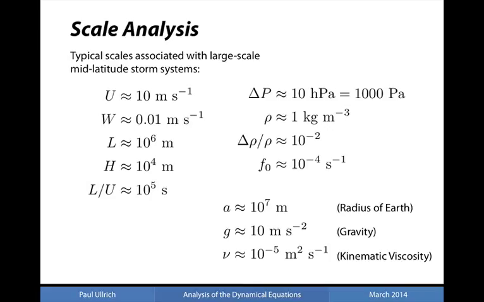The radius of the Earth is 6.87 times 10 to the 6 meters, or approximately 10 to the 7 meters. Gravity, 9.8 meters per second squared. Here we're going to approximate it as 10 meters per second squared. And the kinematic viscosity can be looked up in reference tables of typical kinematic viscosities as a function of the constituent gases. For dry air in the atmosphere, this value is about 10 to the minus 5 meters squared per second.